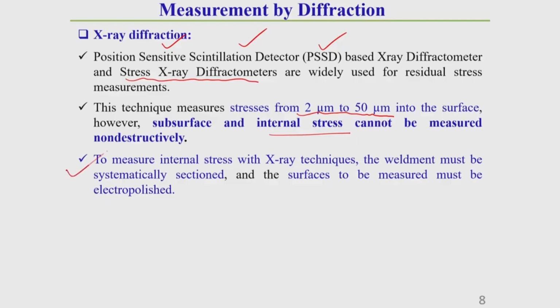Now, to measure this internal stress with the X-ray diffraction technique, the weldment must be systematically sectioned and the surface to be measured must be electropolished, which I have already written. That is why destruction of that specimen is required to measure internal or subsurface residual stress by using the XRD technique.